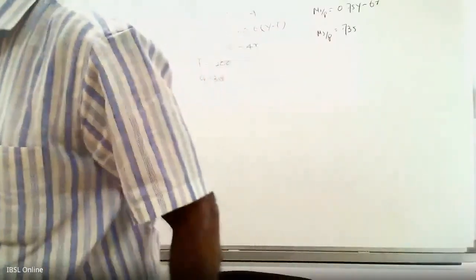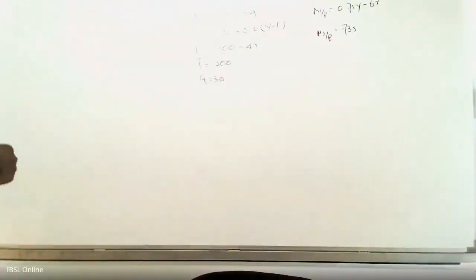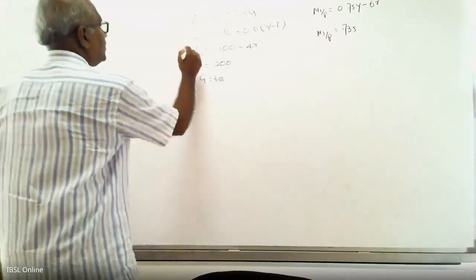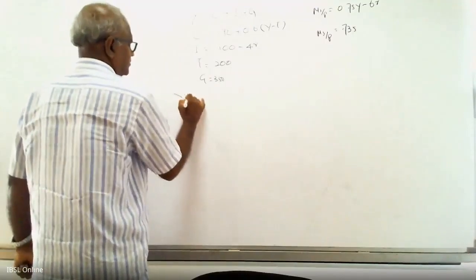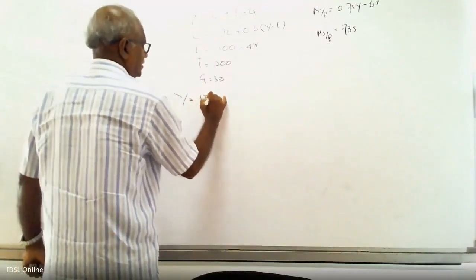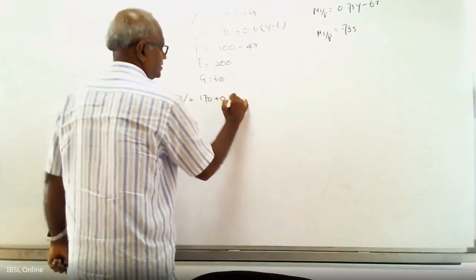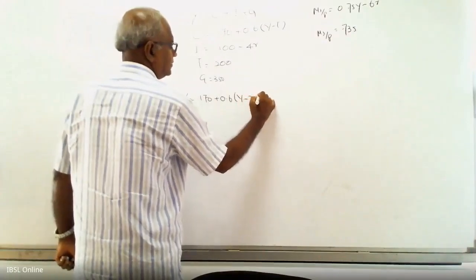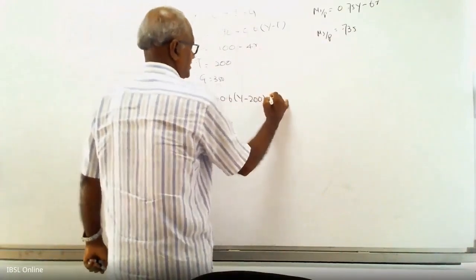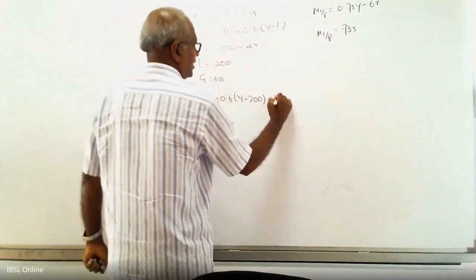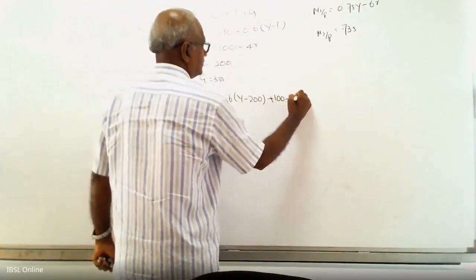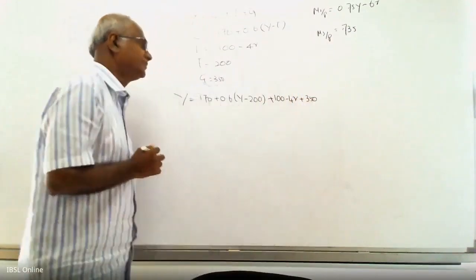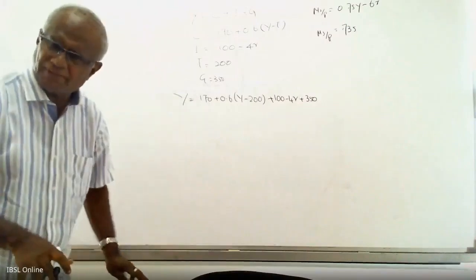Now we'll first derive the IS curve. You substitute these numbers into the IS equation: Y equals C, 170 plus 0.6 times (Y minus T), T is 200, plus I, 100 minus 4R, plus G, 350. Correct? Simplify now. After that, it is simple mathematics.